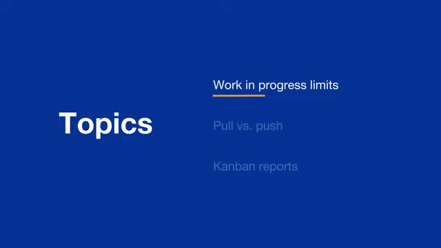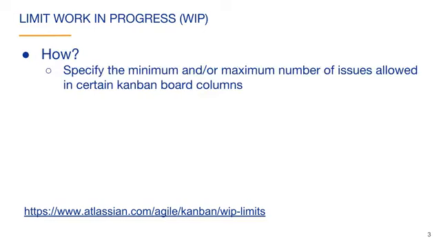In this video, we will continue with the overview of Kanban. We will start by discussing work-in-progress limits. Limiting work in progress is done by specifying the minimum and/or maximum number of issues allowed in certain Kanban board columns. Limiting work in progress has many benefits.